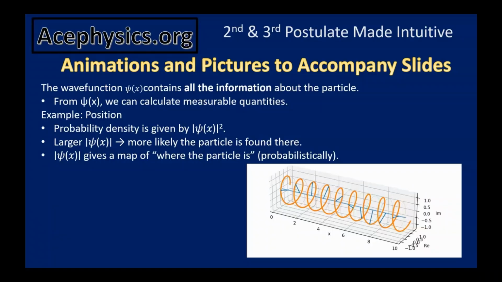The angle the arrow makes is what we call the phase, and in this example, it wraps around the axis. The phase is important for interference, but it doesn't affect the single point probability.